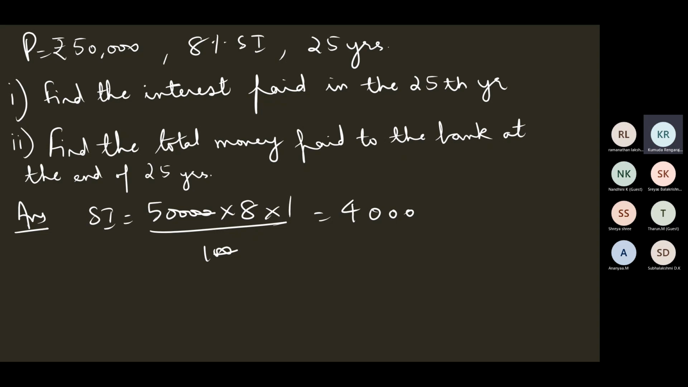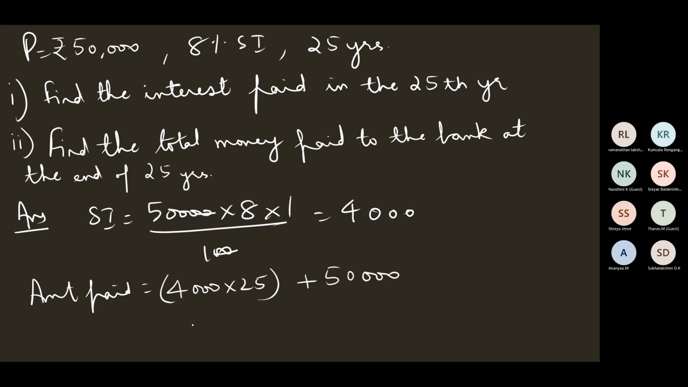Because it is simple interest, the interest that you pay in the 25th year is 4,000. And the total money paid to the bank at the end of 25 years, what is that? Every year you paid 4,000 rupees for 25 years. So this is the interest you have paid plus the principal of 50,000 you will return.